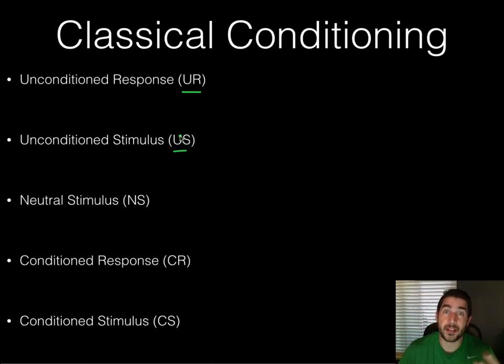So, for instance, salivating happens naturally. I don't have to learn to salivate. I just salivate. Making my heart beat fast happens naturally. I don't have to learn to do that. So something that happens without me really having to think about it, that's classical conditioning.